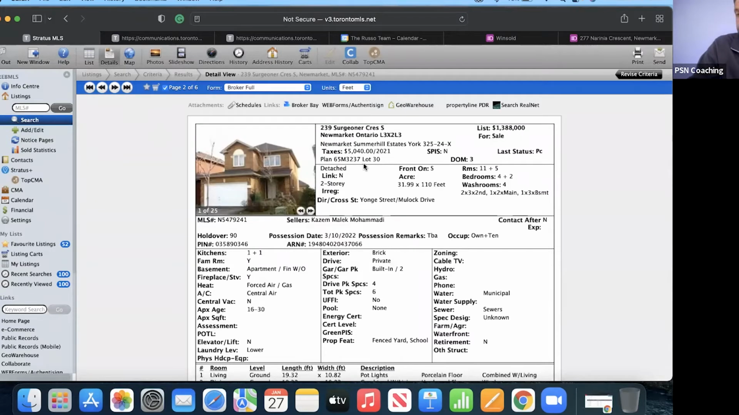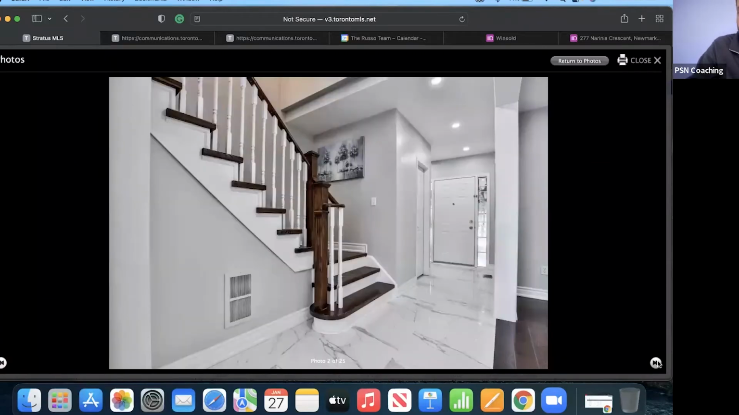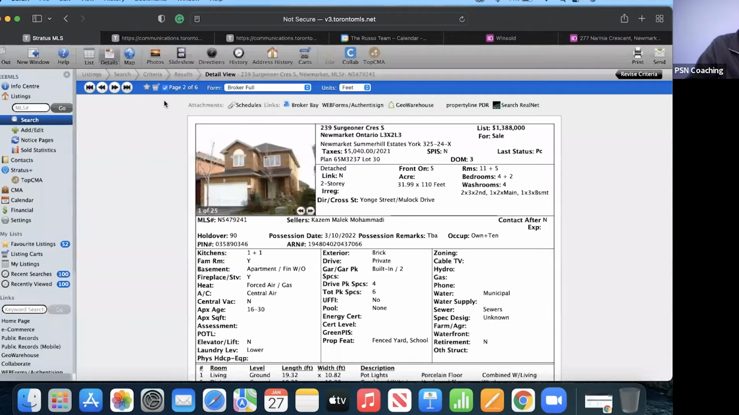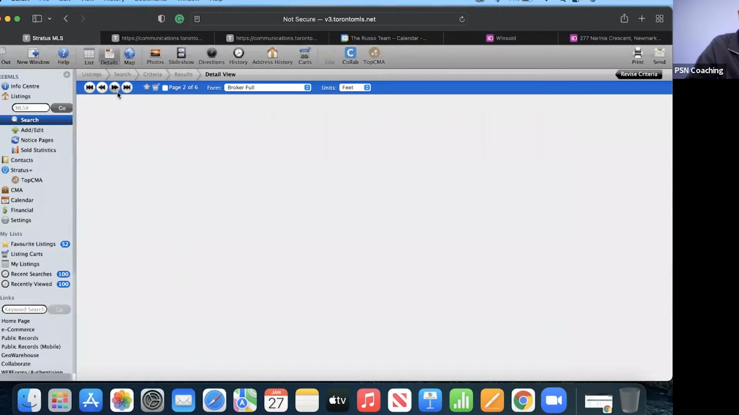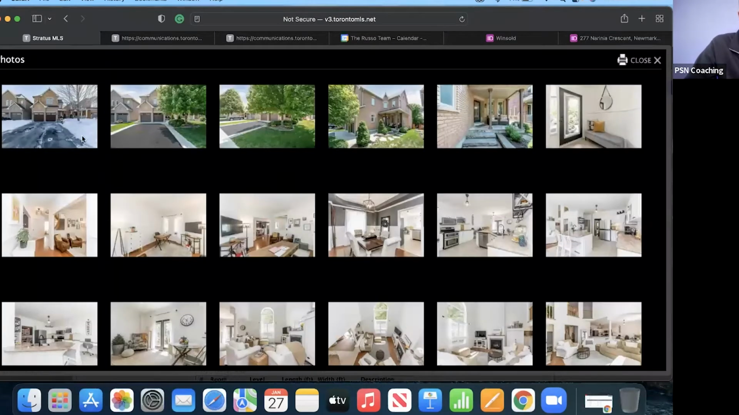31 by 110. Again, not a huge property, but same thing. It's done up really, really nicely. So I personally would probably drop it as well. So we're going to get rid of that one. Getting a bit better. So now we're 40 feet by 119. So now we're kind of in the range of where we want to be, right?